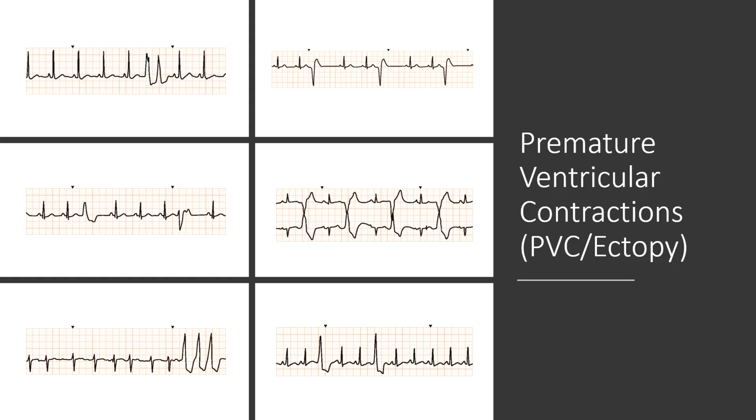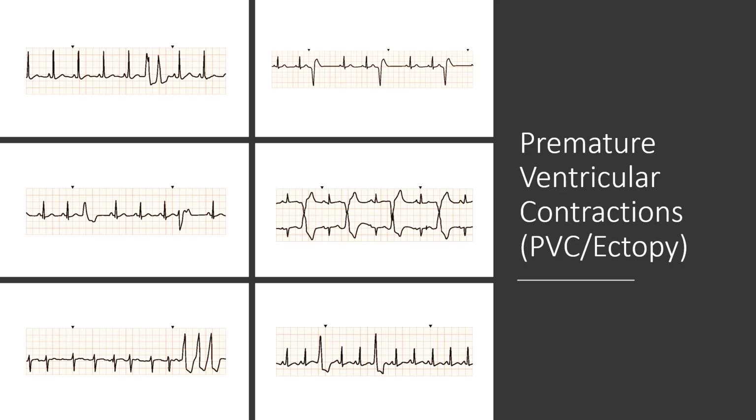So PVCs are when we have the ventricles that are starting the contraction earlier. They're not in sequence with the rest of our system. And so looking across here, we have a couple different versions of those PVCs. So notice how those QRS complexes are wider than the other QRS complexes. And those are telling us that it's starting in the ventricle instead of following the normal pathway.